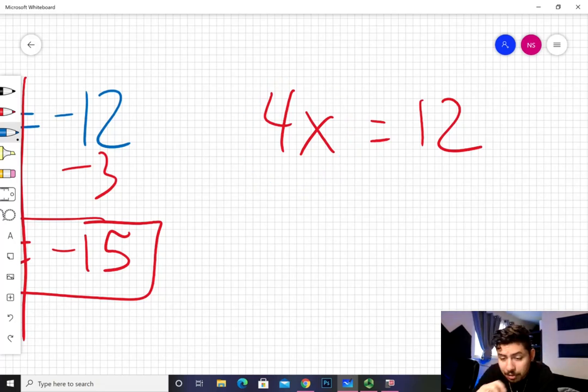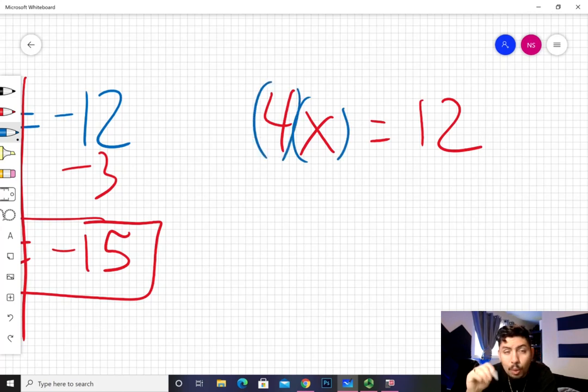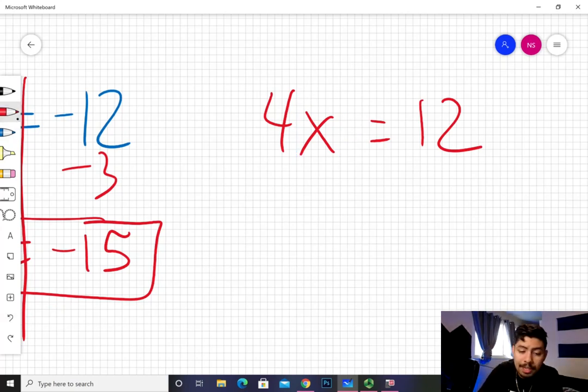I did say this in a couple of videos back. Whenever you see a number and a letter next to each other, all it means, even though you don't see it, is there's parentheses there. It's 4 times x. So what do we need to do? Same thing as before. Always make your split if it helps. Make it in a different color. Split.